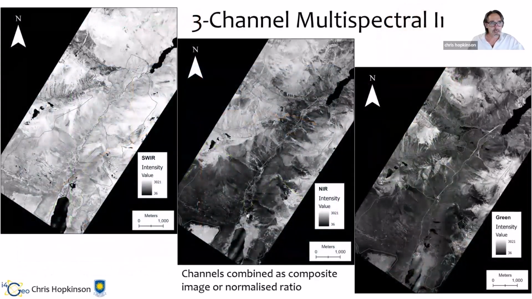Now, if we look at some intensity data from each one of the channels, so shortwave infrared on the left, near infrared in the middle, green on the right, you can see they're just like black and white photographs, each illustrating different features in the landscape, just like optical remote sensing data. So that's one of the real values of the Titan.